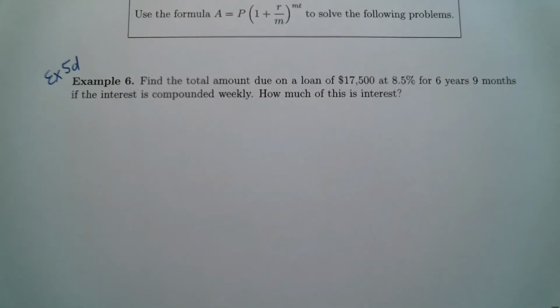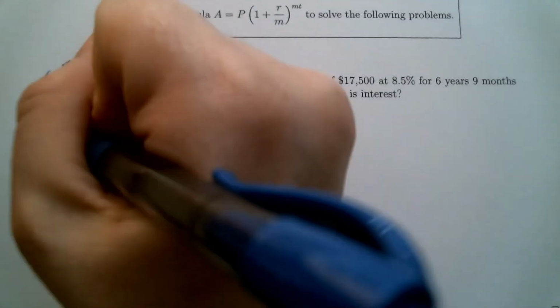Again, use common sense when you're doing these things. If you're going to find the total amount due on the loan, whatever you get as your answer should be bigger than $17,500 because that's how much you're borrowing, and you're going to have to pay back how much you borrow plus the interest. That still holds even though this is a compound interest formula. And then we're going to go a step further and calculate how much interest is paid over the life of the loan.